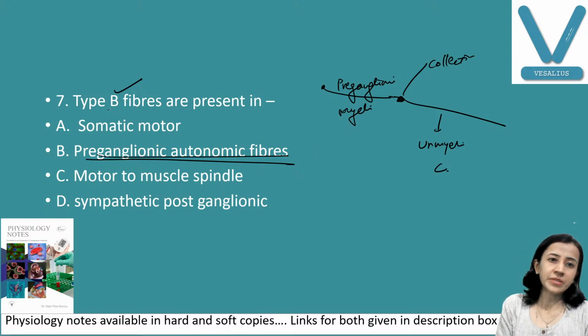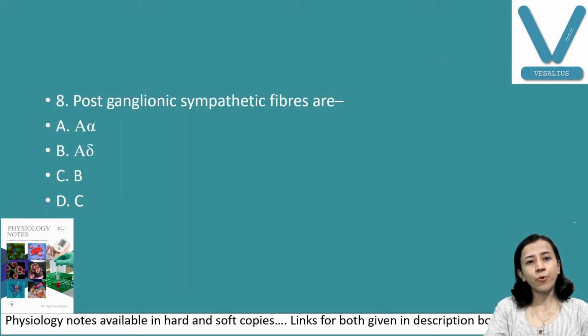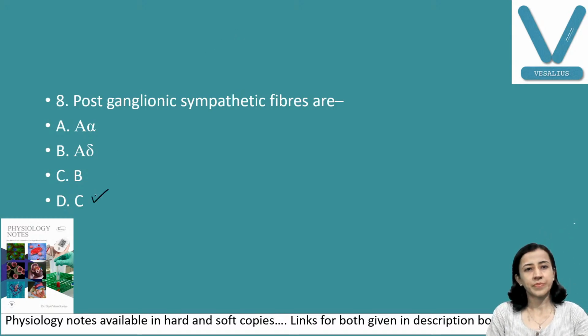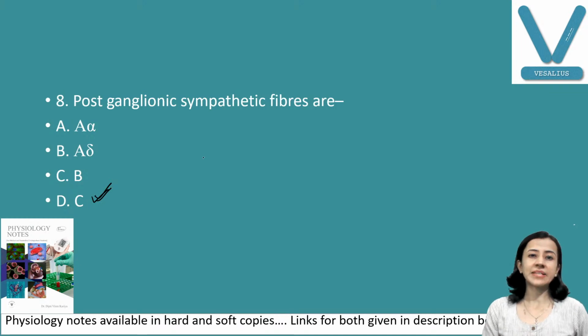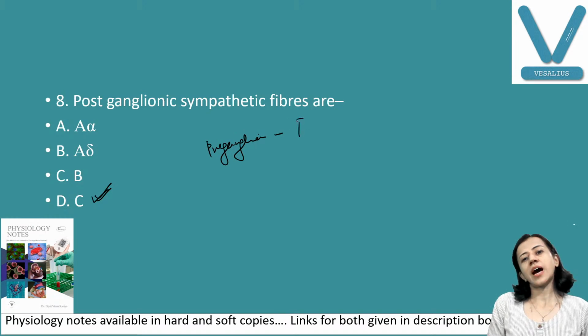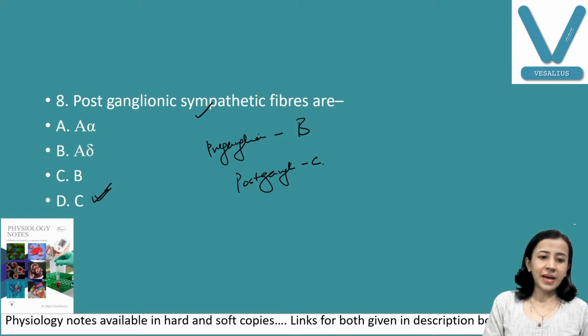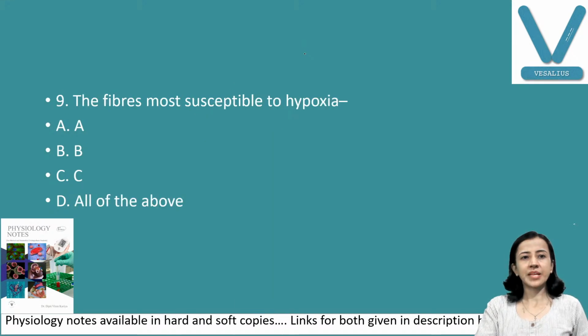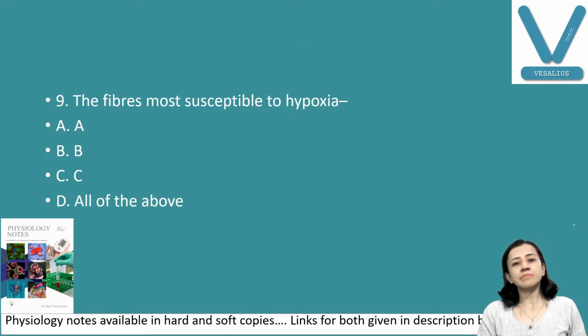So type B fibers, they are preganglionic autonomic fibers. And postganglionic fibers, as I already told you, they are C fibers. Which are the postganglionic sympathetic fibers? Both. Autonomic means sympathetic and parasympathetic both. If we are talking about preganglionic, they are always the larger B fibers, and postganglionic, they are C fibers, whether they are sympathetic or parasympathetic. Fine. Next, the type of fibers susceptible to hypoxia.